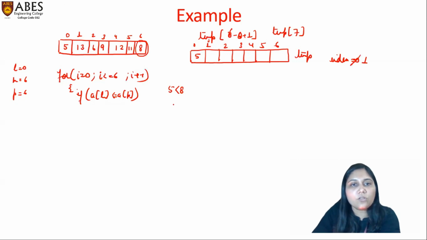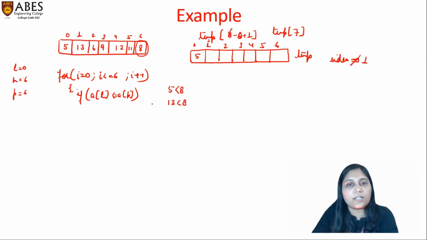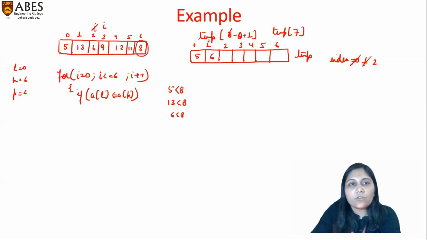Again, the loop will run. 13 is less than 8, false. Condition is false. But this loop will run till 6. Remember this. So I'm not going to put it over here. Index will remain at 1. Then I will go to 2, right? So 6. 6 is less than 8. Condition is true. So I'm going to put it over here and my index value will become 2. Okay. Then I will go to here. Now see 9. 9 is less than 8. False. Condition is false. It means my I will be changed to 4 and your index will remain at 2.